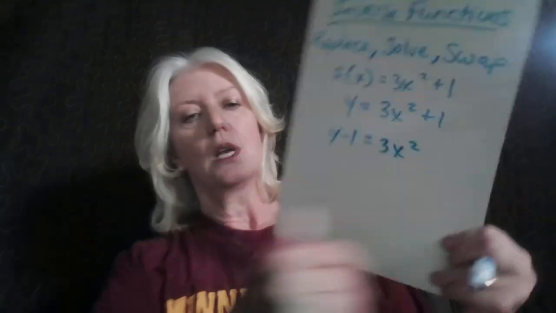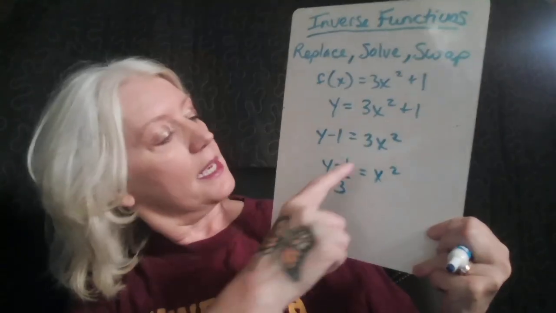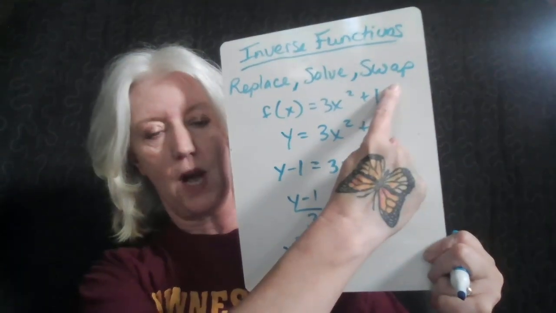So first subtract 1, so I end up with y minus 1 equals 3x squared. Then I divide by 3. I get y minus 1 divided by 3 equals x squared. Then I take my square root, and I get the square root of y minus 1 over 3 equals x. And then finally, I swap. I swap my x and my y. So my y underneath the radical becomes x, and my x becomes y again.